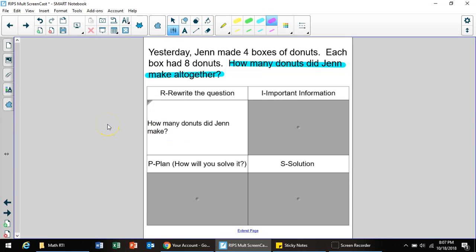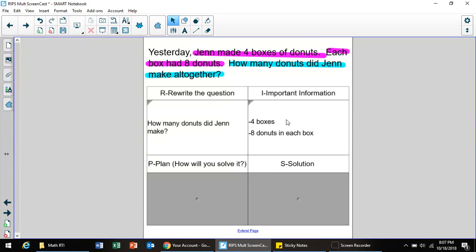If you're saying the fact that she made 4 boxes of donuts, you are correct. So I'm going to highlight that. Now, we can't solve a word problem with just one piece of information. So there's got to be something else. What else is important? If you think it's important to know that each box had 8 donuts, you are correct. So I'm going to highlight that. Now, this is what you would write down in your boxes. There's 4 boxes, okay? And there's 8 donuts in each box. So this is what we need to know to answer this question.